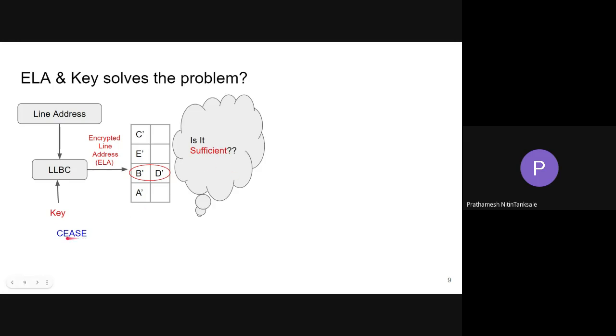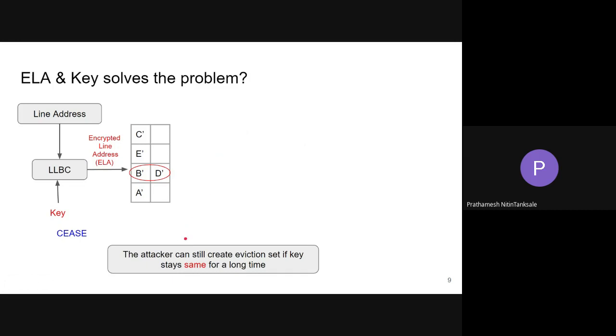So this was just the C part out of CEASER. The R is still missing here. So let's see what happens. The attacker can still create an eviction set if the key stays the same for a long time. So what the paper proposes is to change the key and remap again. This process, we have to do it in a continuous loop fashion. So let's see how the paper tackles this issue.